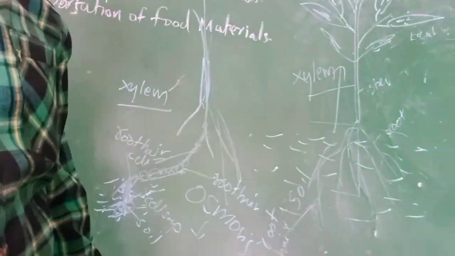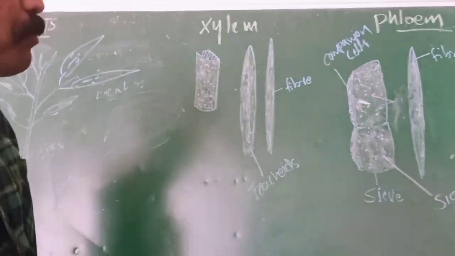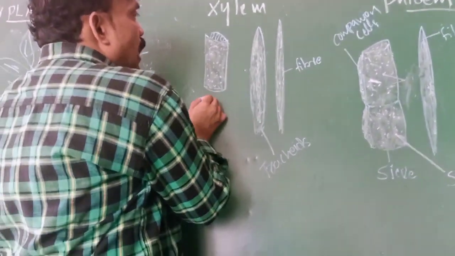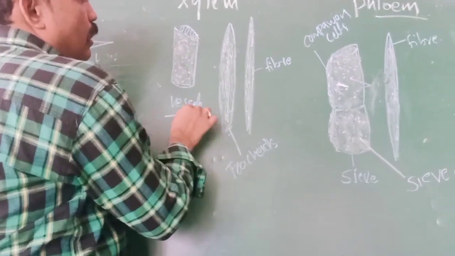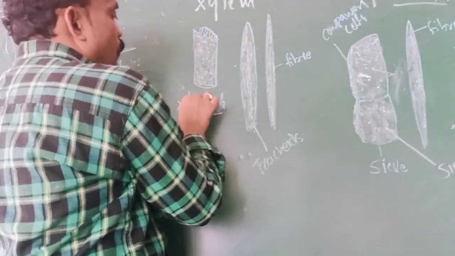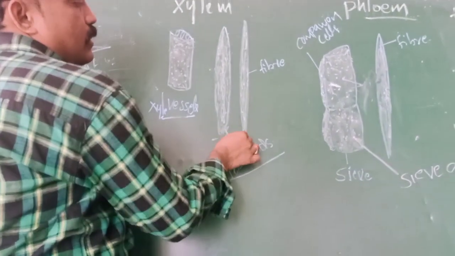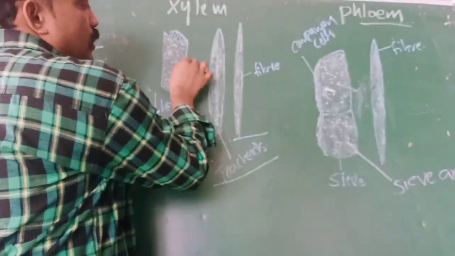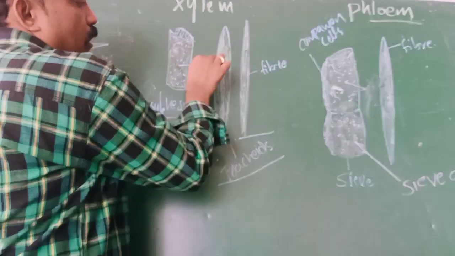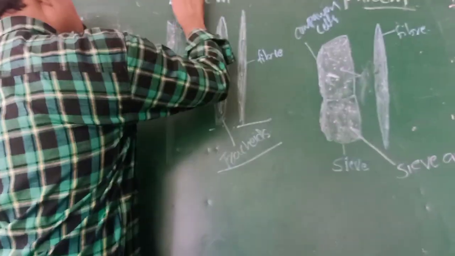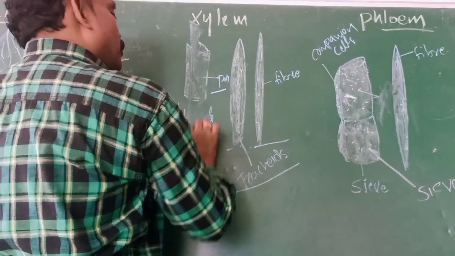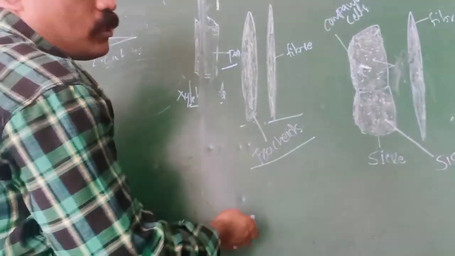If you observe the xylem, it consists of 4 types of cells. One is xylem vessels, xylem tracheids, xylem fibers, and also xylem parenchyma. In xylem, 4 types of cells are there. Xylem vessels are useful to transport what? Water, from one cell to another cell.